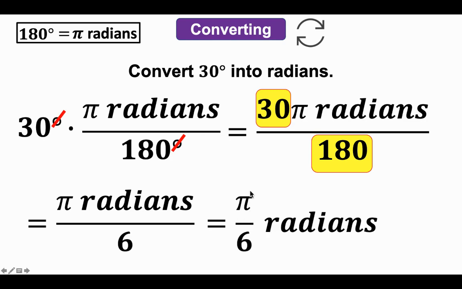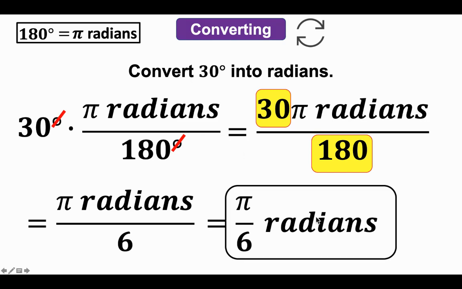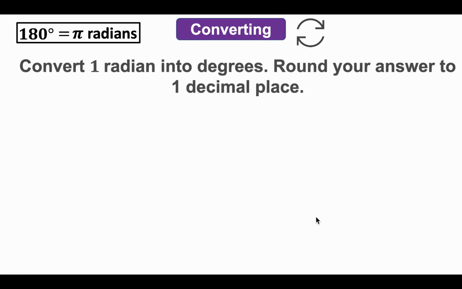Now, this is an actual number. That's 3.14 divided by 6, which is about 0.52. So it takes about 0.52 of a radius to open up. That's the same thing as 30 degrees. All right. Let's try another example.